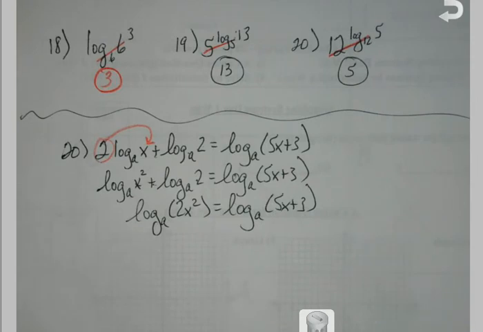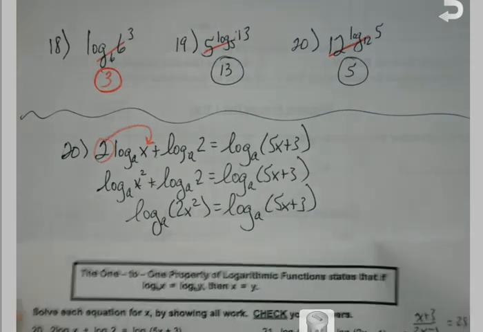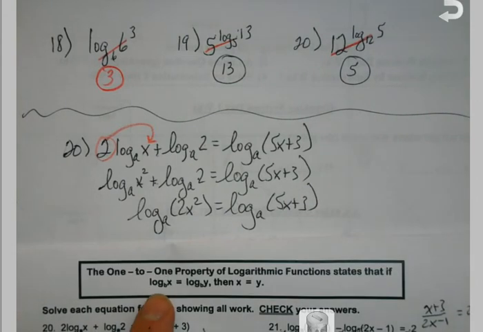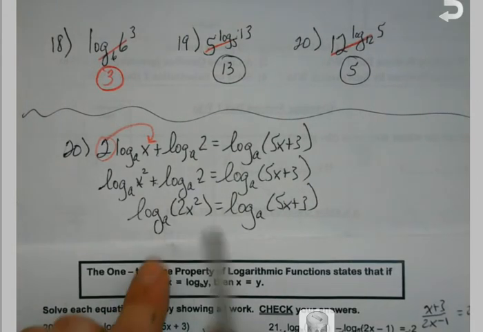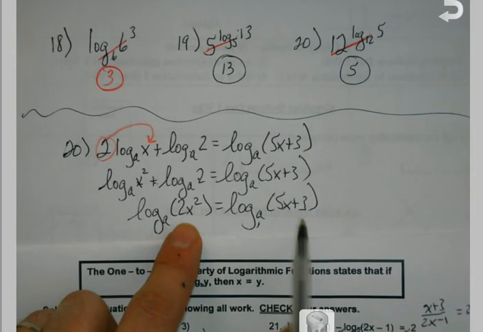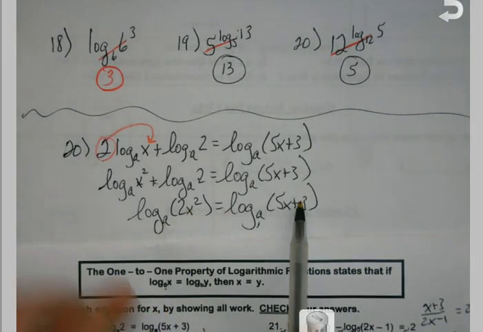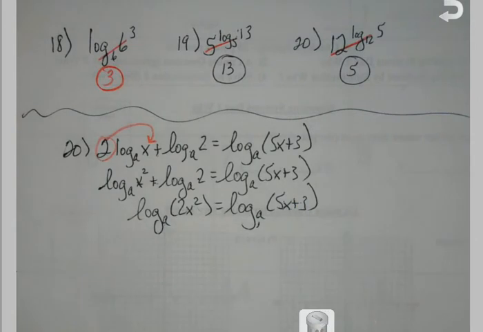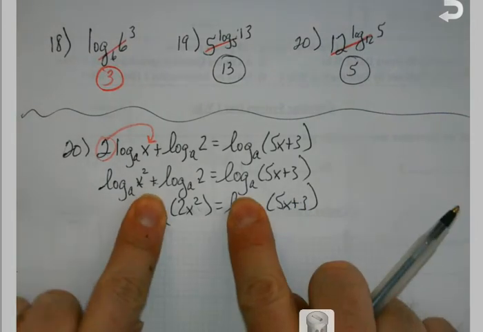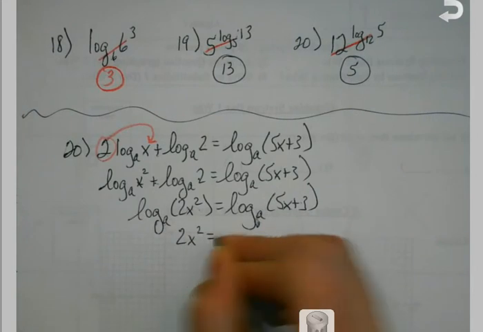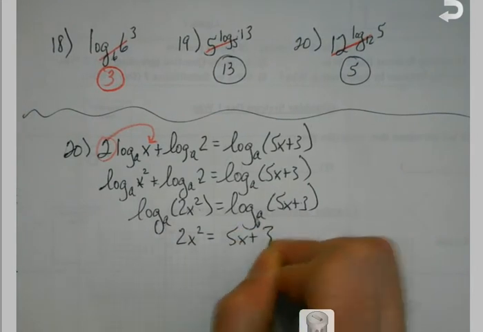We have this thing that's called the one-to-one property of logarithmic functions. And it tells us that if you have two things that have the same base, both have a base of a, whatever you're taking their log of, the values are equal to each other. So in other words, once we get to this part, we can ignore the logs at this point and just take what's left in the parentheses, set them equal, and solve it.